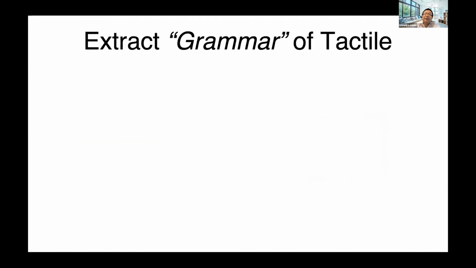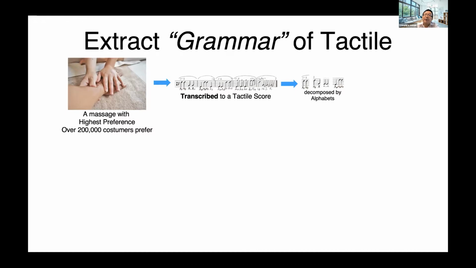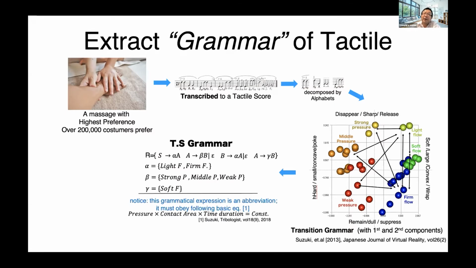Then we extract the grammar by using it. We analyzed the highest preference massage, preferred by over 100,000 customers in a decade. We transcribed the massage into a tactile score and decomposed it by the alphabet we obtained. And we obtained the transition grammar like this. So from this, we obtained the grammar of tactile sense. Now we have an alphabet and a grammar.